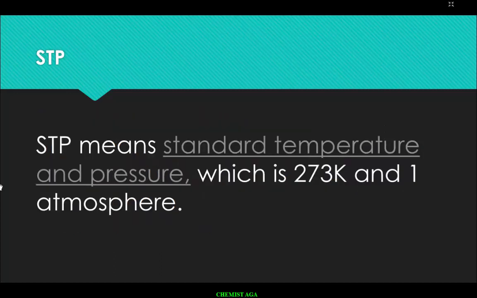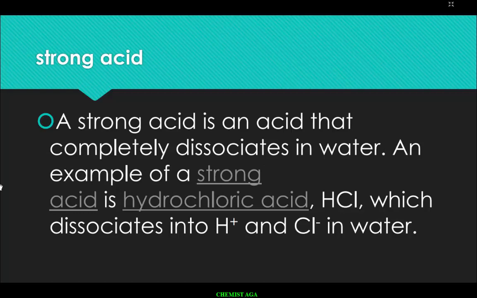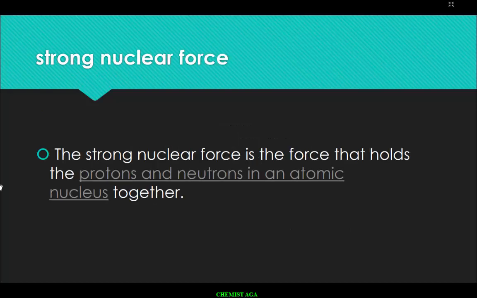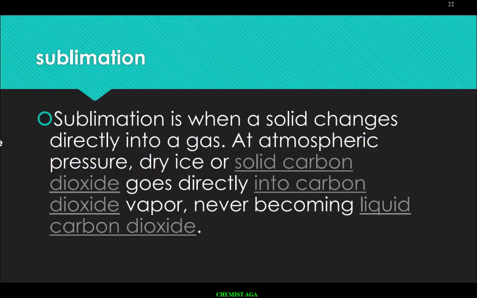STP. STP means standard temperature and pressure, which is 273 K and 1 atmosphere. Strong acid. A strong acid is an acid that completely dissociates in water. An example of a strong acid is hydrochloric acid, HCl, which dissociates into H+ and Cl- in water. Strong nuclear force. The strong nuclear force is the force that holds the protons and neutrons in an atomic nucleus together. Sublimation. Sublimation is when a solid changes directly into a gas.